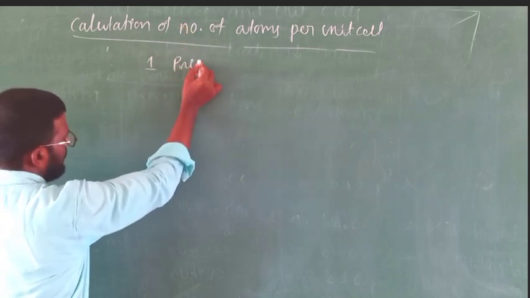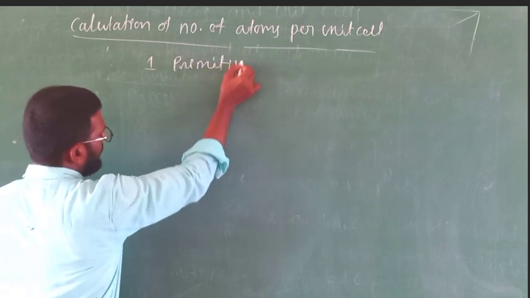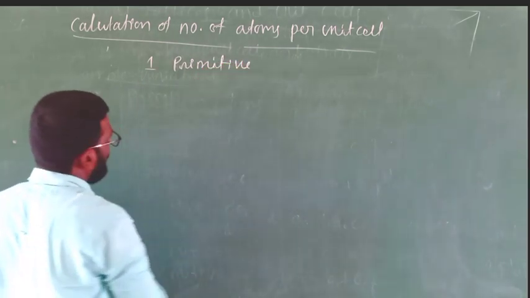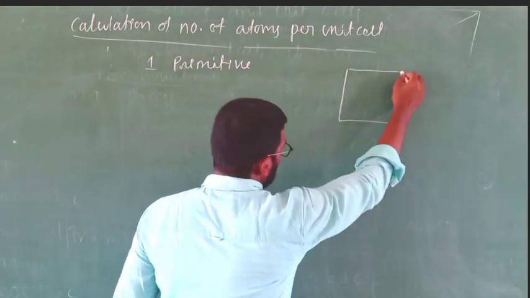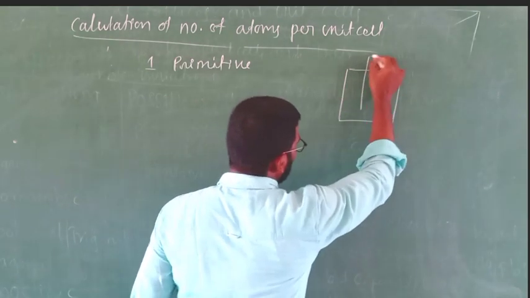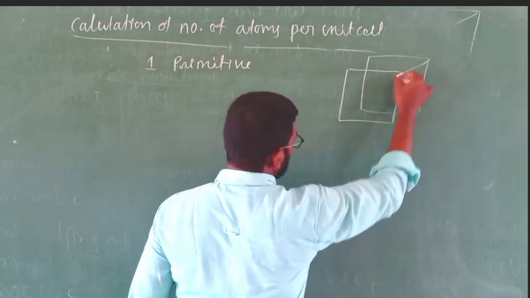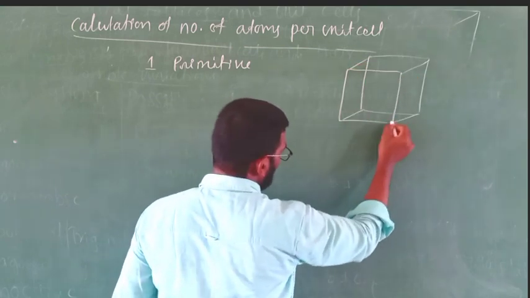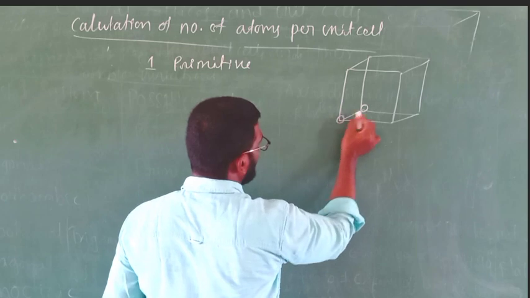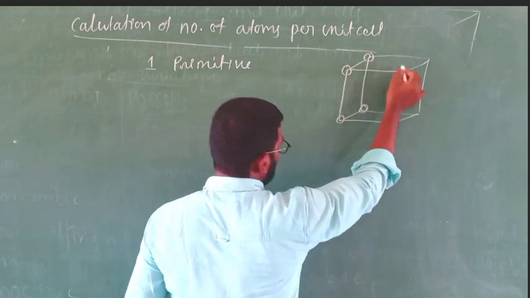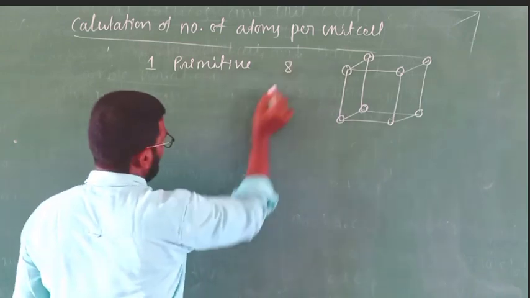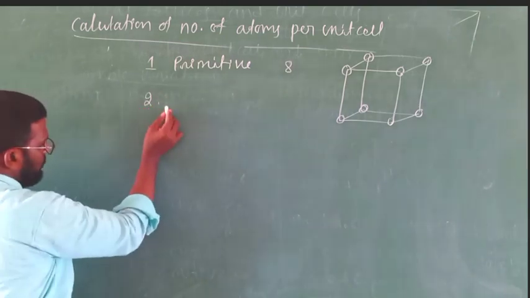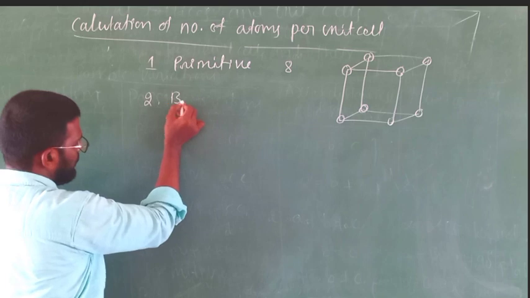I'll write primitive unit cell. How many particles will be there in a primitive unit cell? In a primitive unit cell, there will be 8 particles at 8 corners. Next, the second one, body centered cubic, BCC.